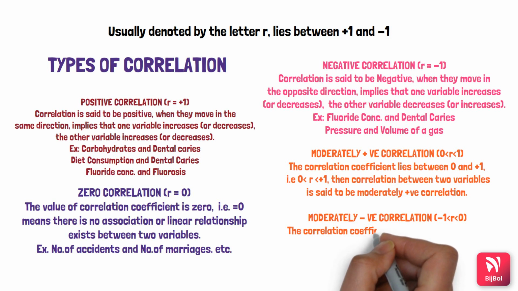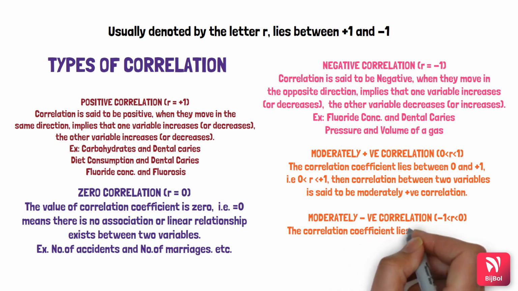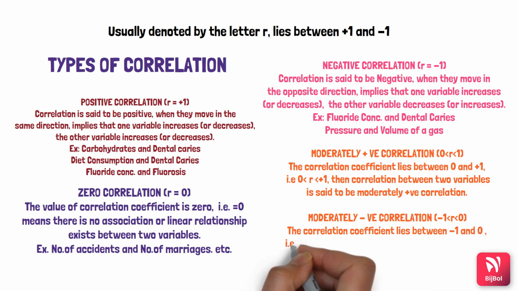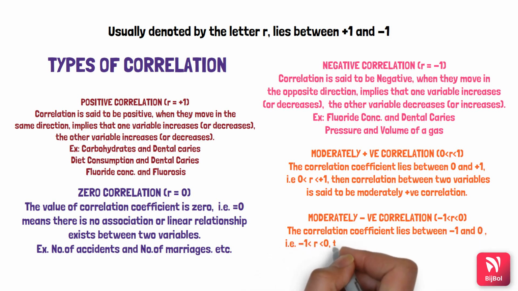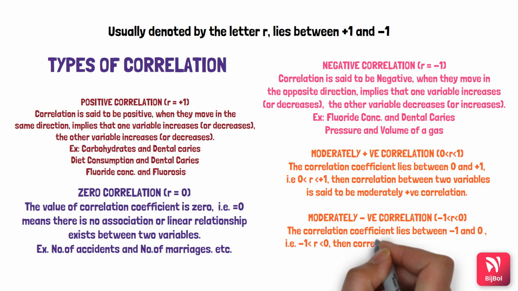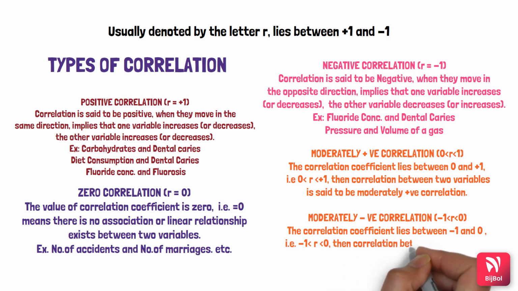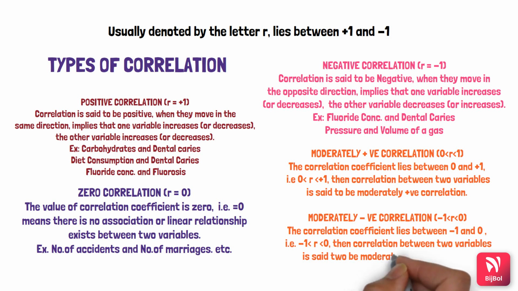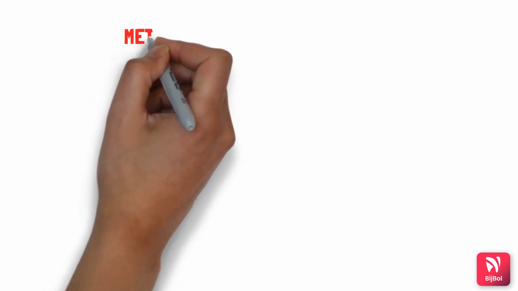Similarly, when you say it is moderately negative correlation, that means the correlation coefficient lies between -1 and 0. That is, the value should be -1 less than R less than 0. Then you can say the correlation between two variables is said to be moderately negative correlation. So this is about the different types of correlation that exist and how they are interpreted.